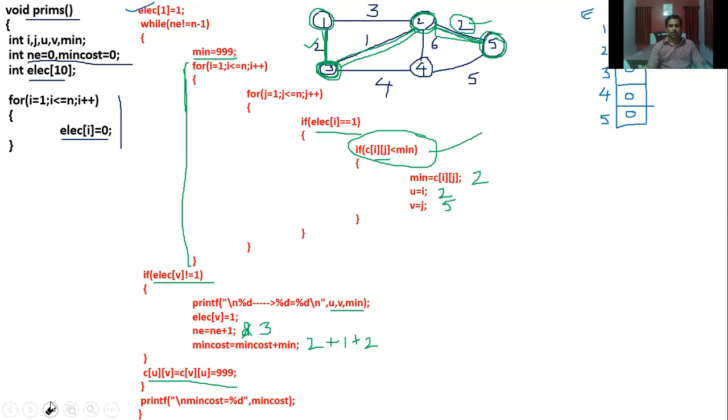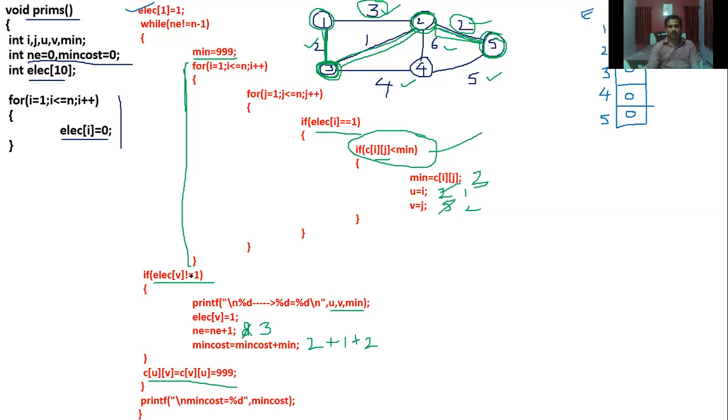So again, this will come into the picture. At least one should be the elected one. Both are elected, no issue. So even this will come into the picture. This will come into the picture, and this will come into the picture. Among this, which one is going to be the minimum one? Obviously, this is minimum. We'll go with this. Minimum is going to be 3, U is equal to 1, and V is equal to 2.